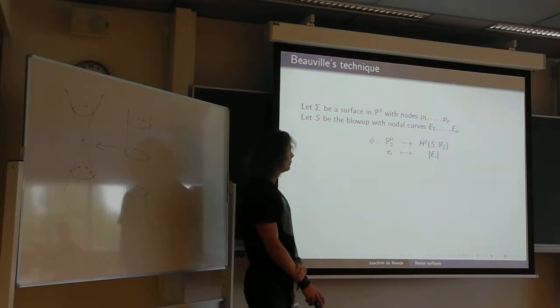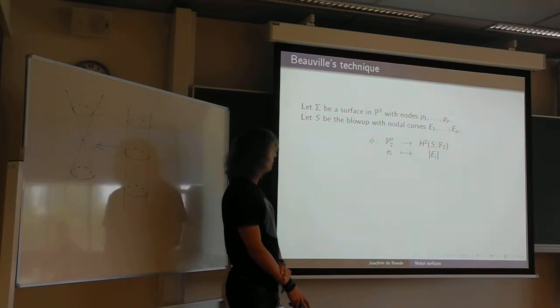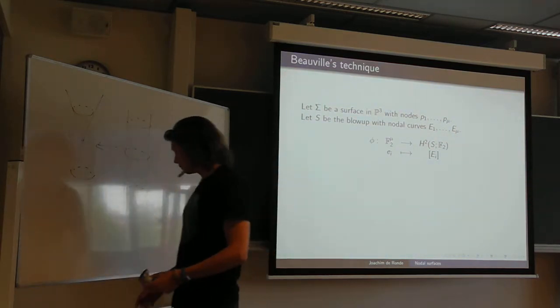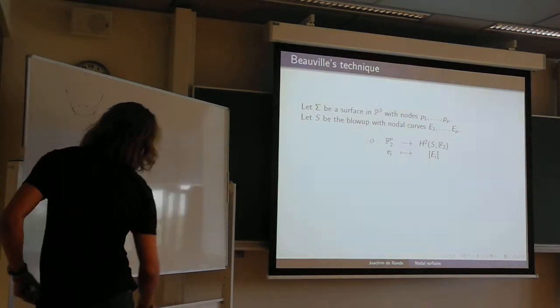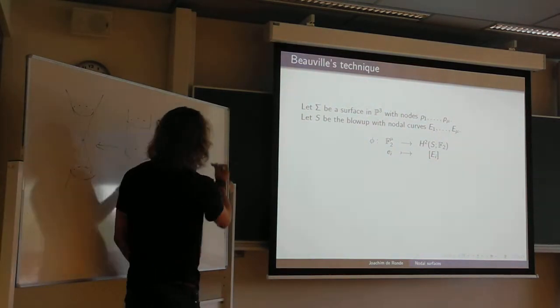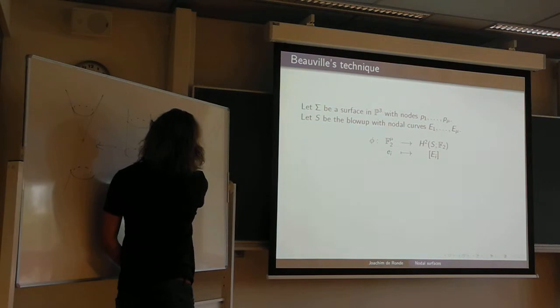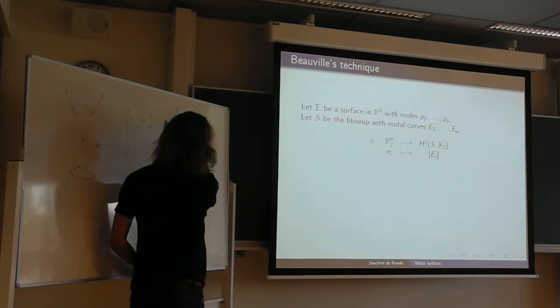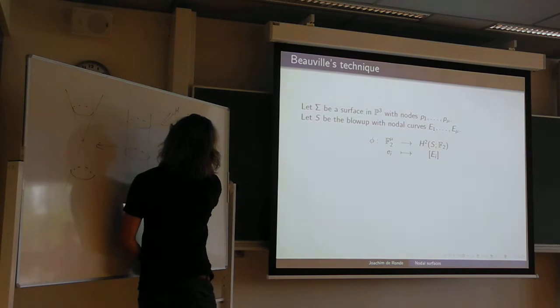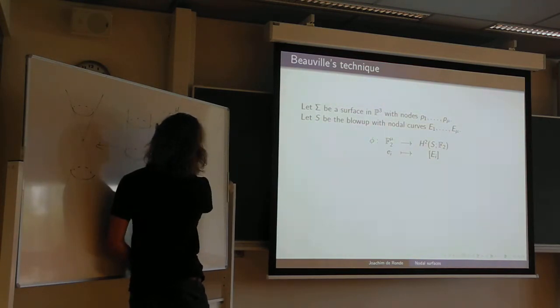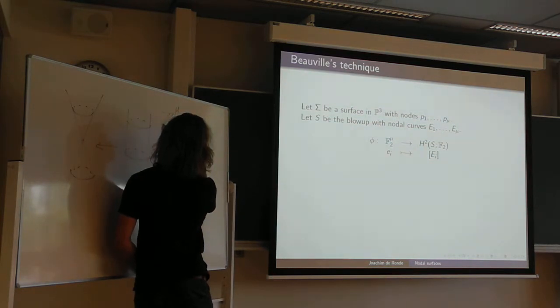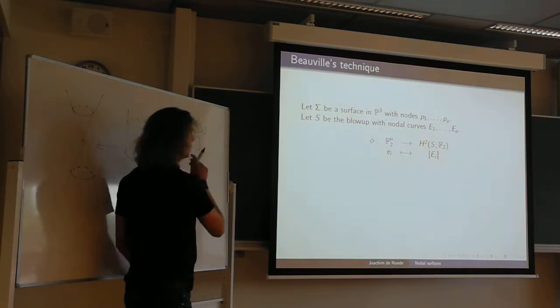What Beauville did was the following. He considered this map, which comes a bit out of the blue, but I can guide you in steps to it. One can take the free abelian group generated on the exceptional curves, or that's the nodal curves, so that will be Z^mu. One can map this to the Picard group of S, simply by sending the ith basis vector into the class of the ith nodal curve. Note that S is smooth.